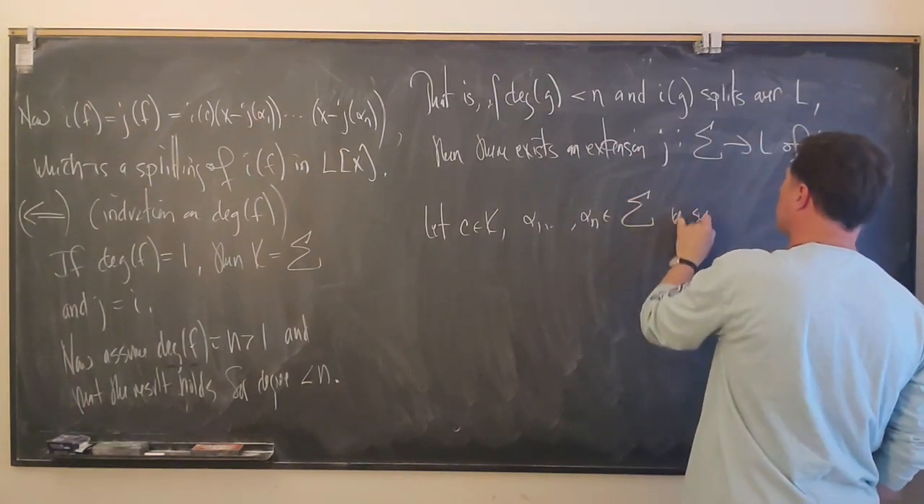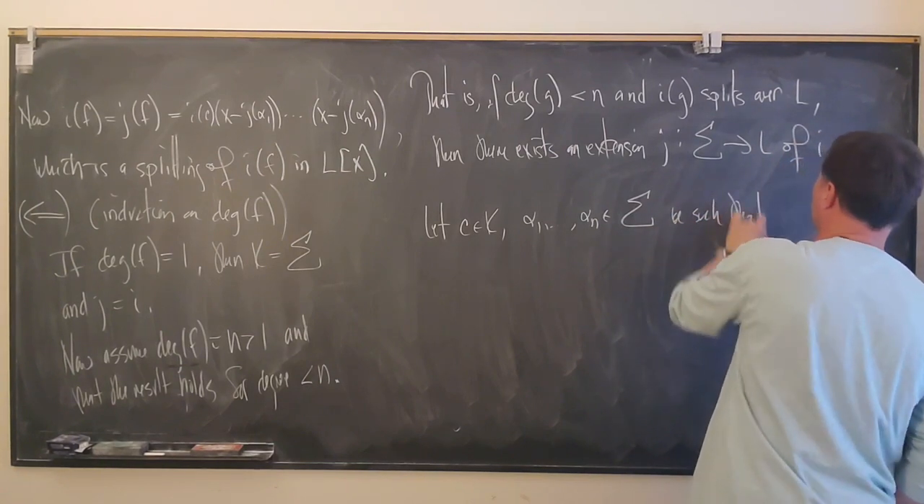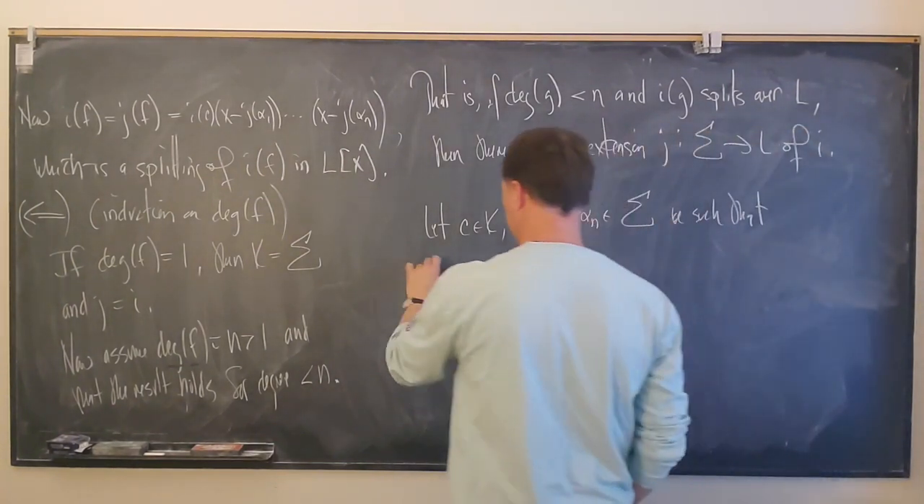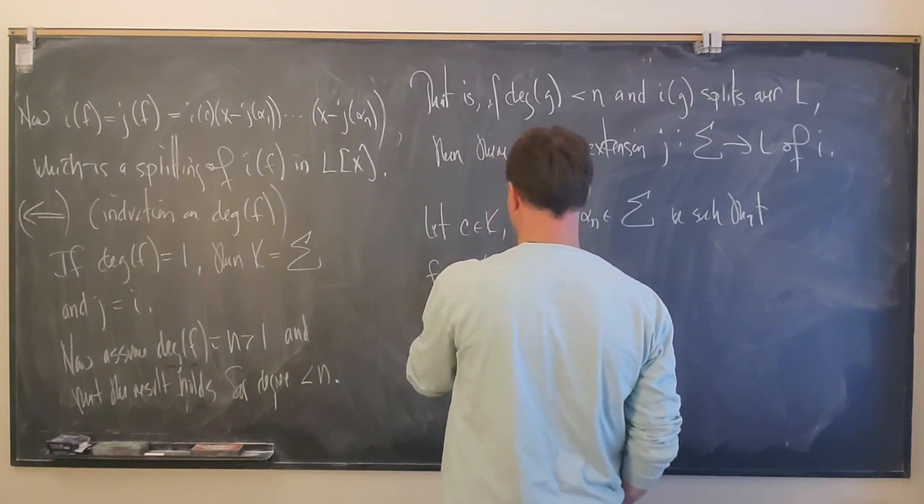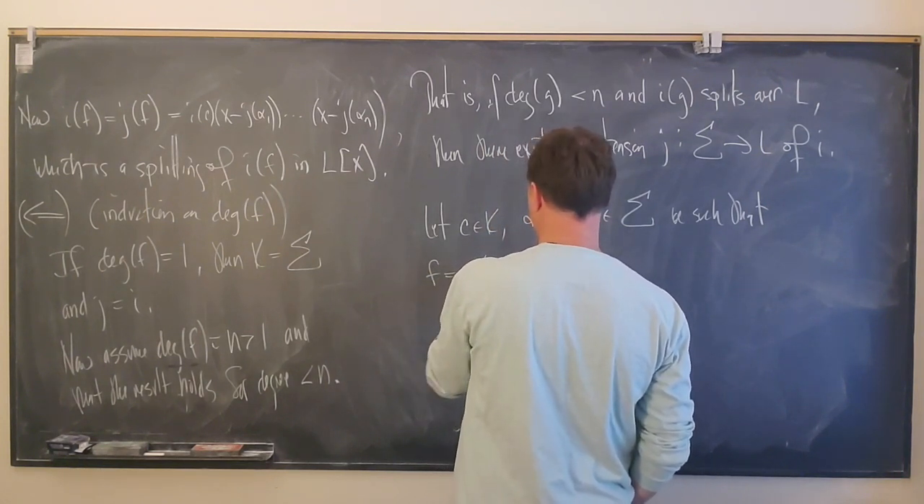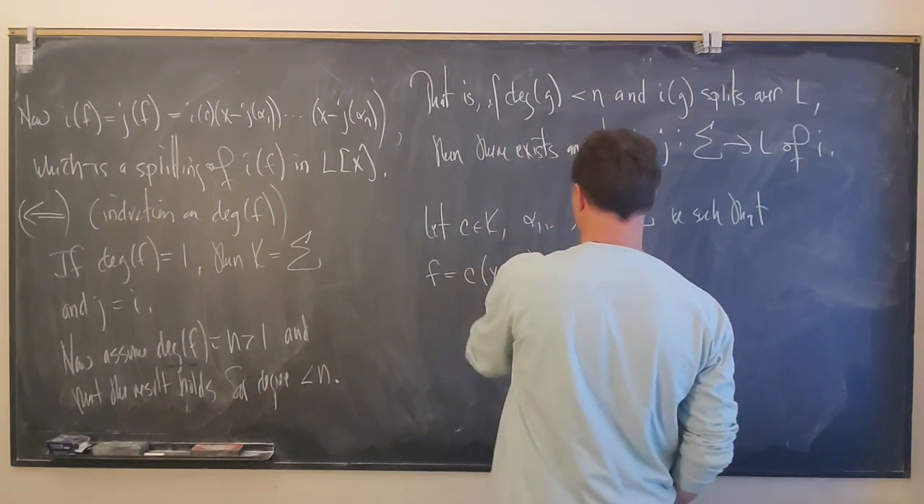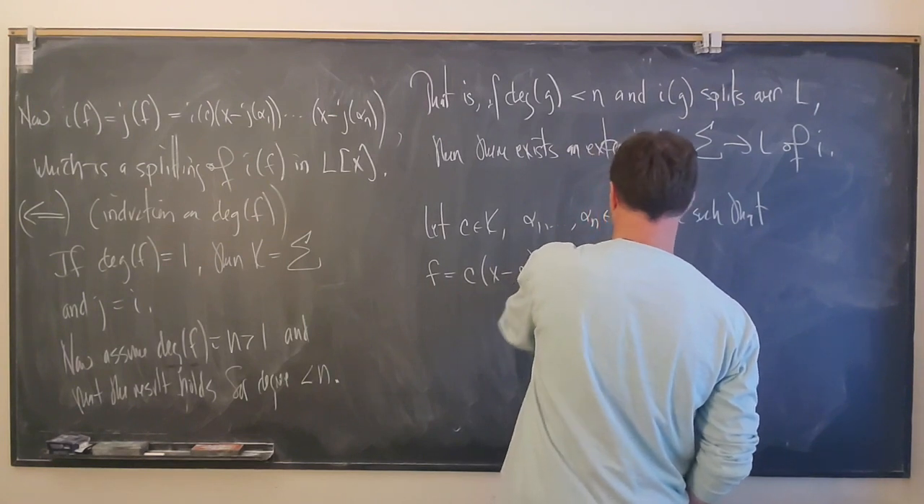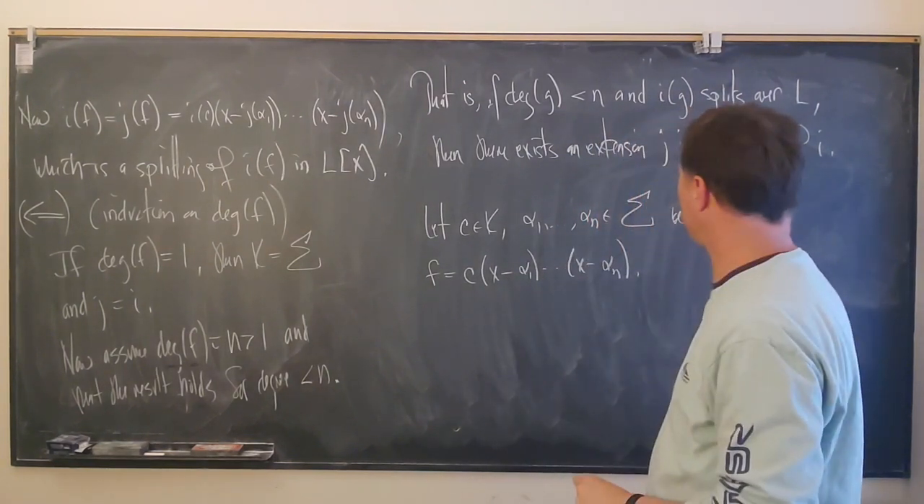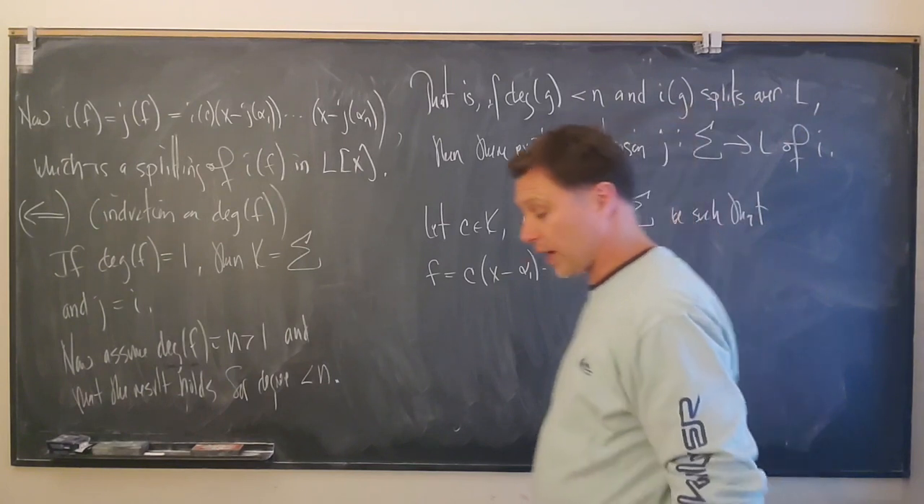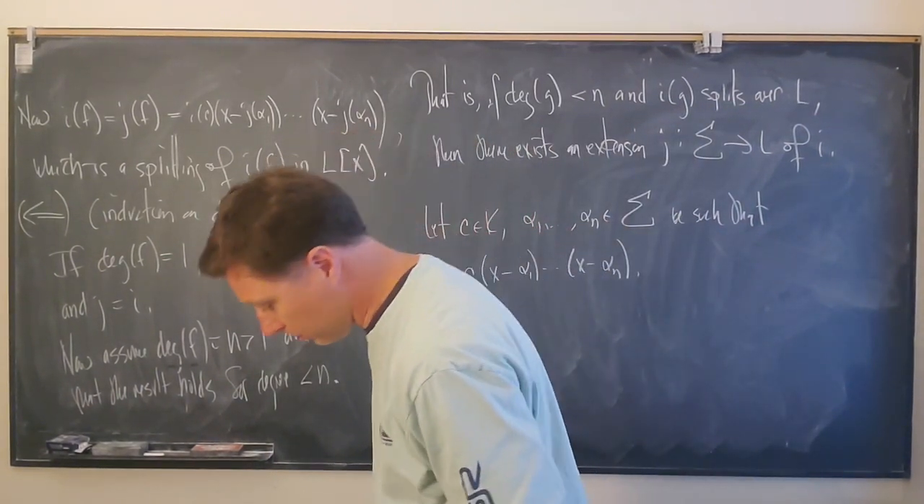be such that f equals c times (x minus alpha 1) dot dot dot up through (x minus alpha n). We know that sigma is the splitting field for f over K.